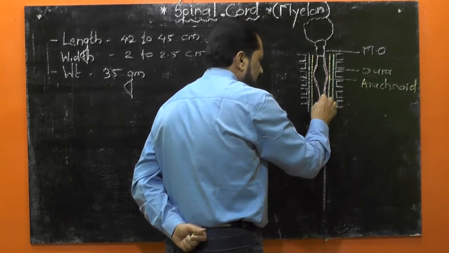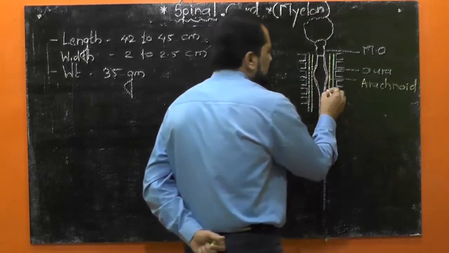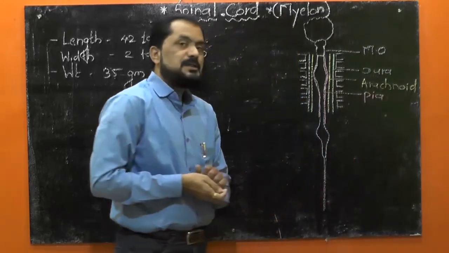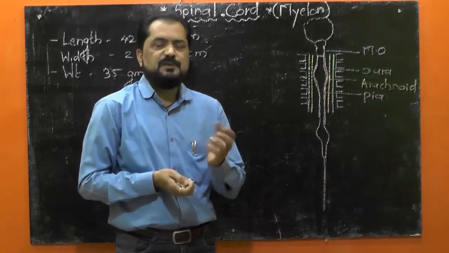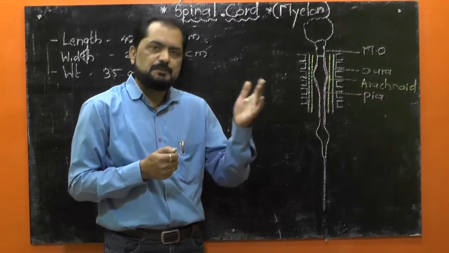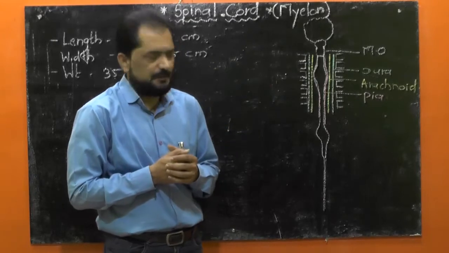We know it is highly vascular. The space between arachnoid mater and pia mater is known as the subarachnoid space. It is filled by means of cerebrospinal fluid. We have already discussed this at the beginning of this chapter.